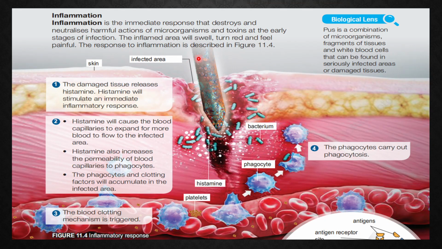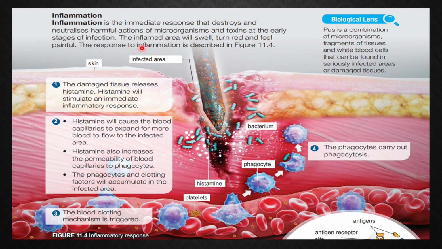Now the third means under the second line of defense is inflammation, okay, which is an immediate response that will destroy and neutralize harmful actions of microorganisms and toxins at the early stages of infection. And the inflamed area will swell, turn red, and there is pain.